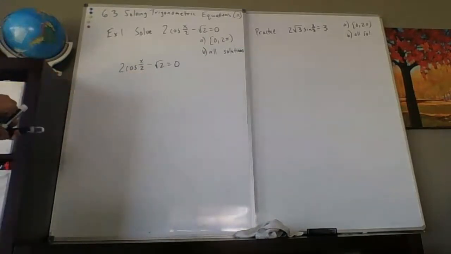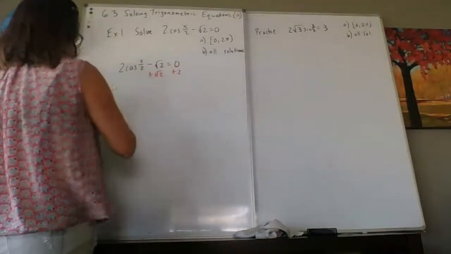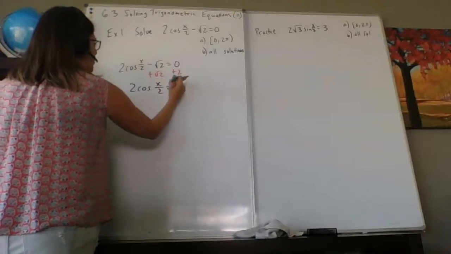So first we will add rad 2 to both sides. So we get 2 cosine x over 2 equals rad 2.